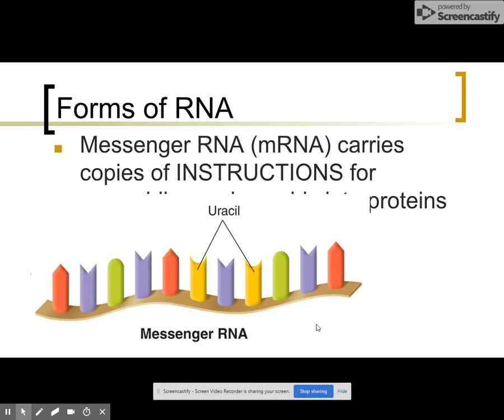And so what we see here is that single strand right there. These are identified as uracil instead of our thymine. And these are made in the nucleus, right? Because that's where the DNA is found. DNA is found in the nucleus of a cell. So messenger RNA is made from DNA. And so that makes sense for it to be made in the nucleus.